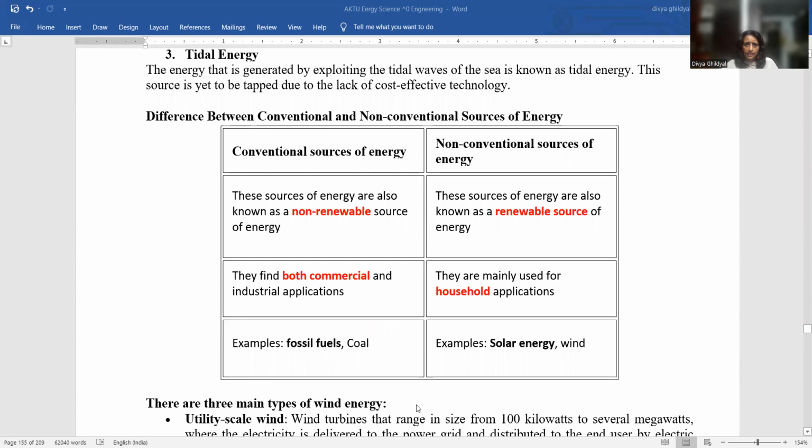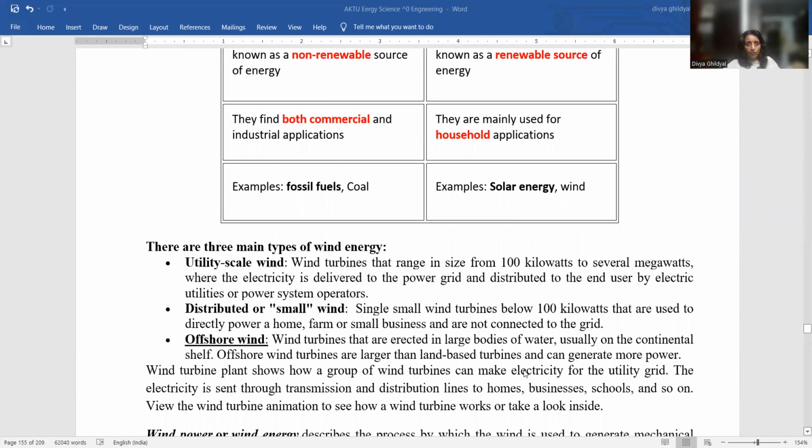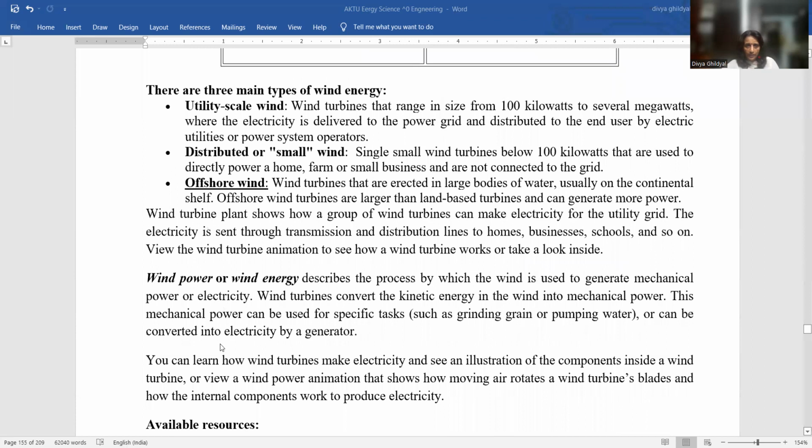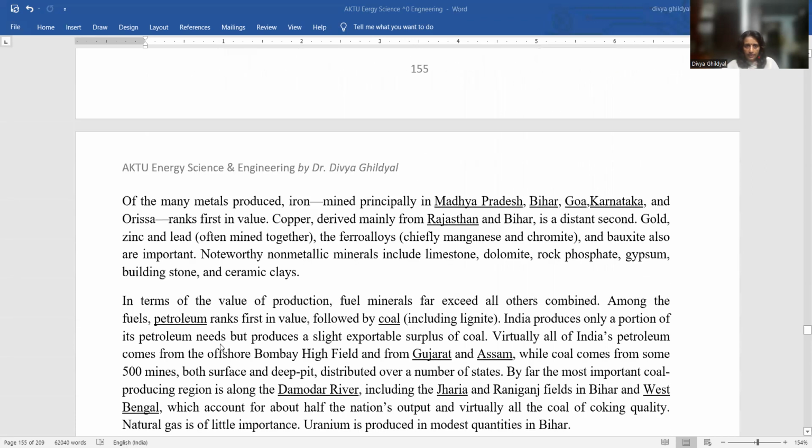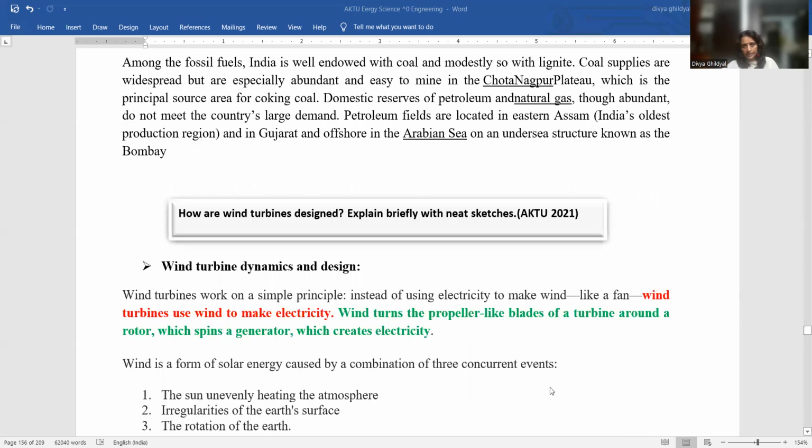So once again, conventional and non-conventional: the non-renewable ones are the conventional sources of energy. The renewable ones are the non-conventional sources. Conventional go more for commercial and industrial applications. Non-conventional are the household applications. Conventional, example, fossil fuel. Non-conventional, solar energy. Now, wind energy is mainly of three types: utility scale wind, distributed or small wind, and the offshore wind. We will discuss wind power or wind energy again with wind turbines. This question has been asked in the AKTU 2021 paper.